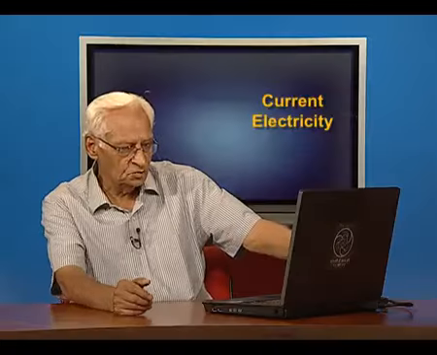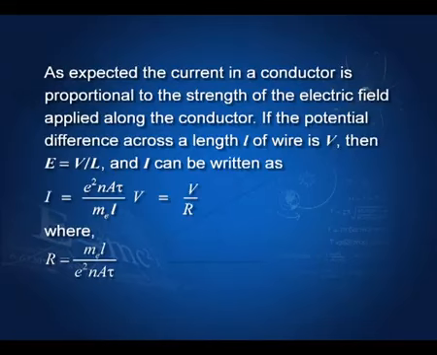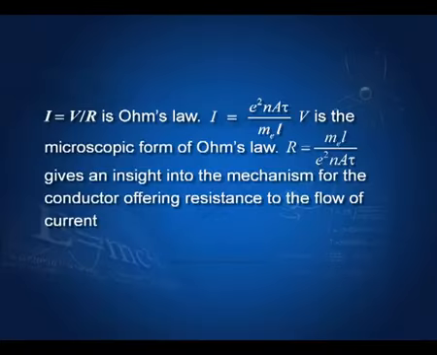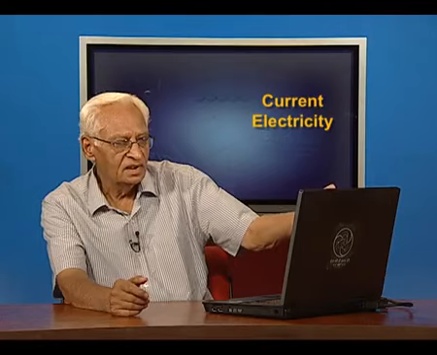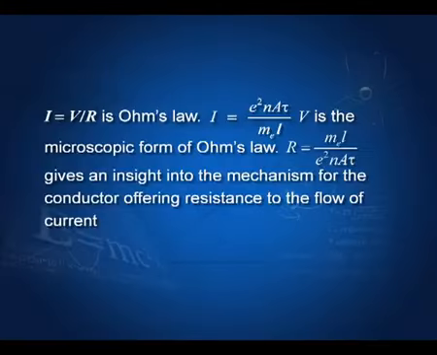And you see two things: R is proportional to the length of the conductor, and it is inversely proportional to the area of cross section of the conductor. And this relation I equal to V by R is known as Ohm's law. You know it very well. And the resistance has this expression. This gives an insight into the mechanism for the conductor offering resistance to the flow of current. The collisions between the electrons and atoms provide the resistance to the flow of current.